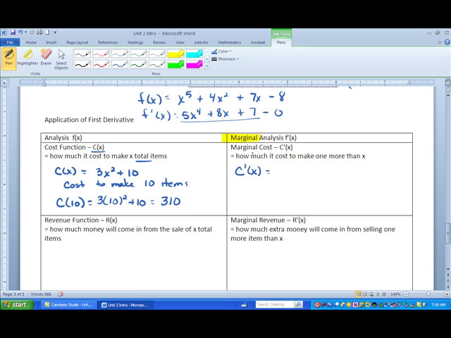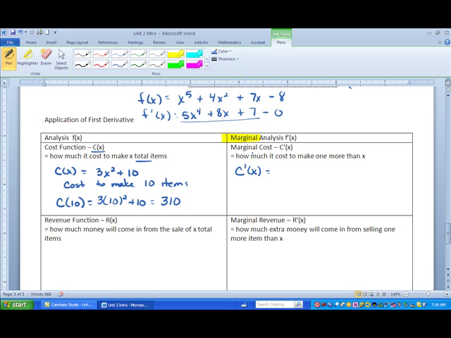Then for me to make one more car is going to be huge, because I need another whole set of employees. I have to train them. I have to buy or rent a new warehouse. I have to get new equipment. So making that 11th car is not going to be productive for me.